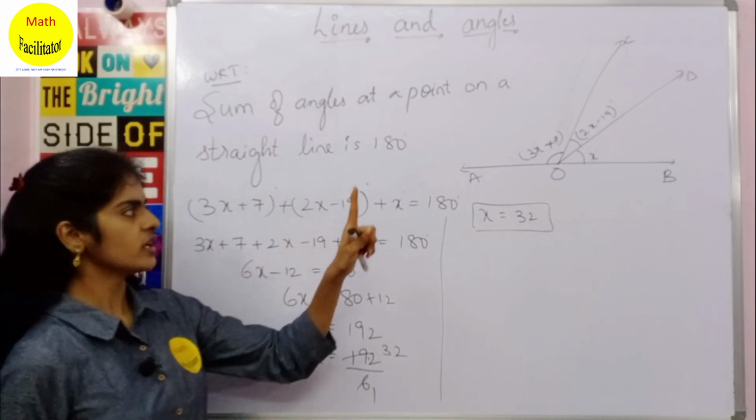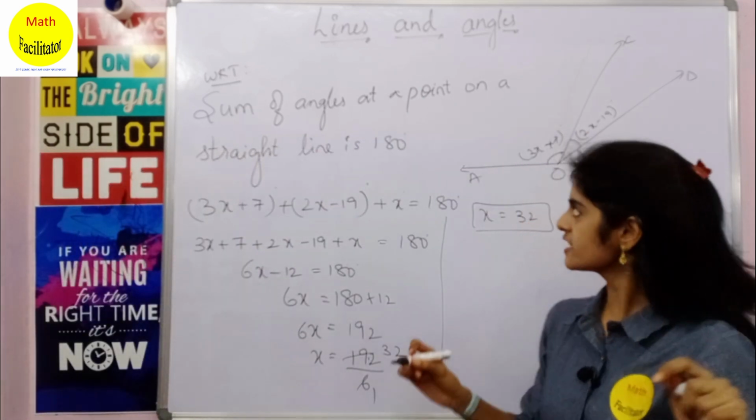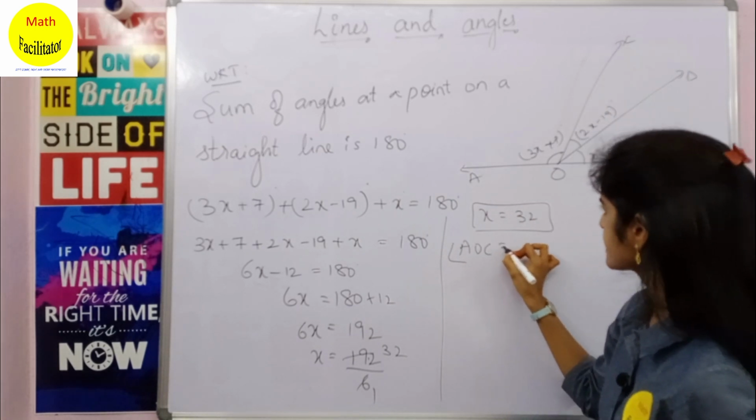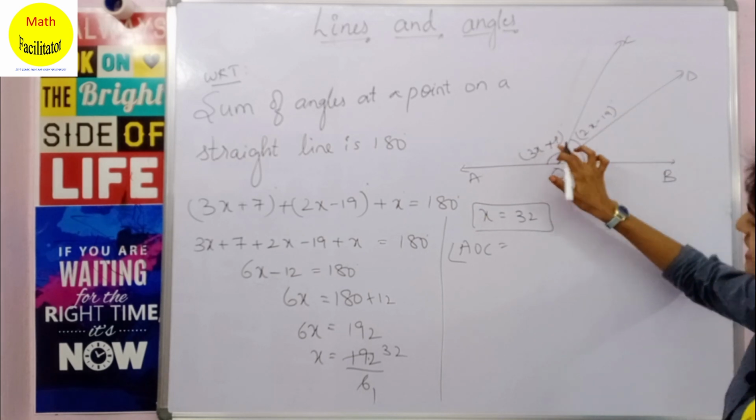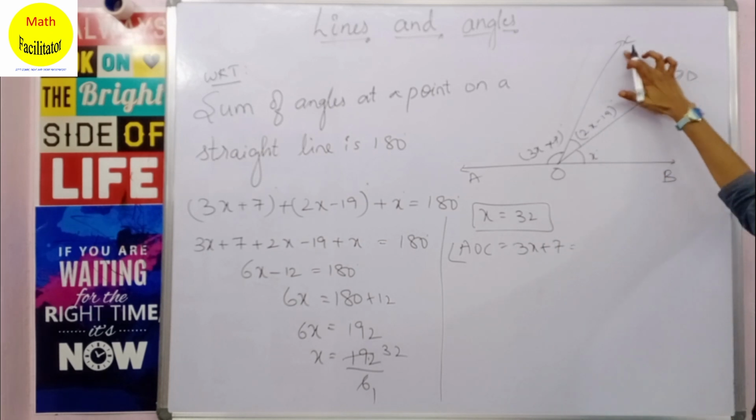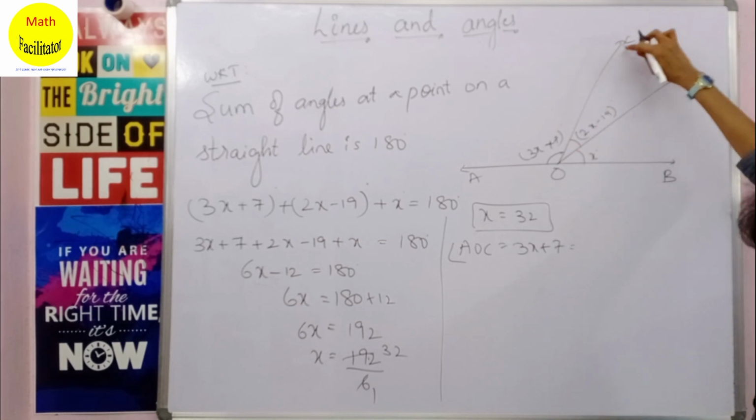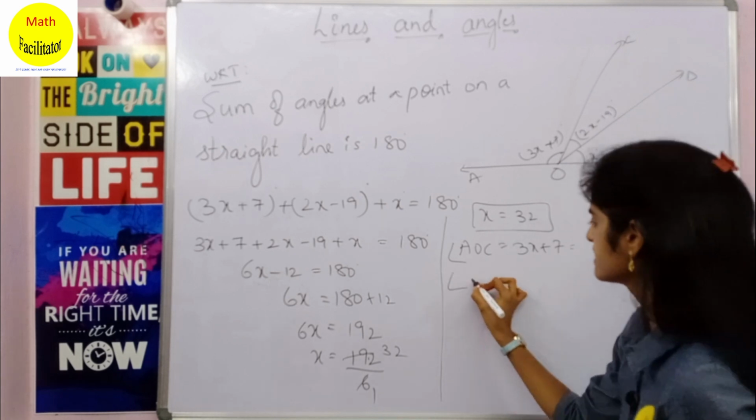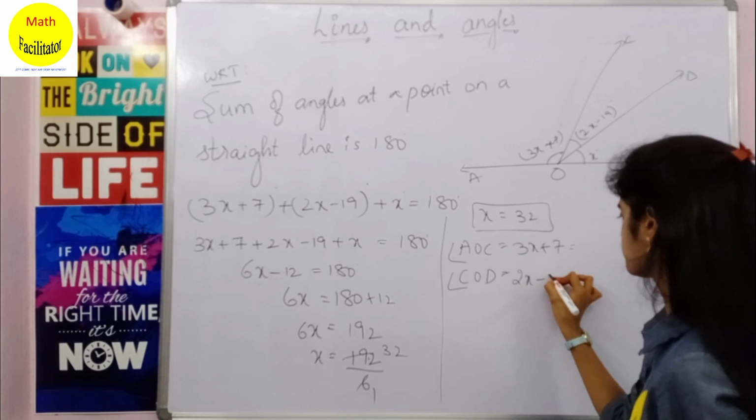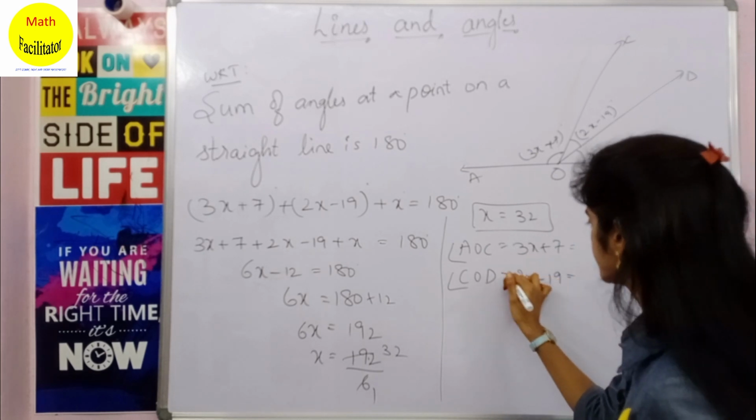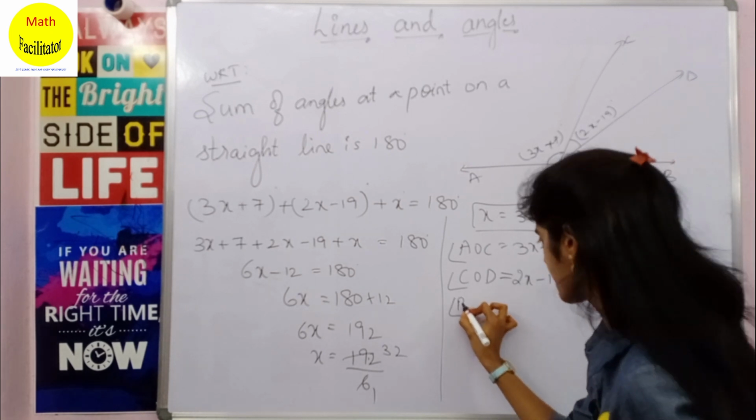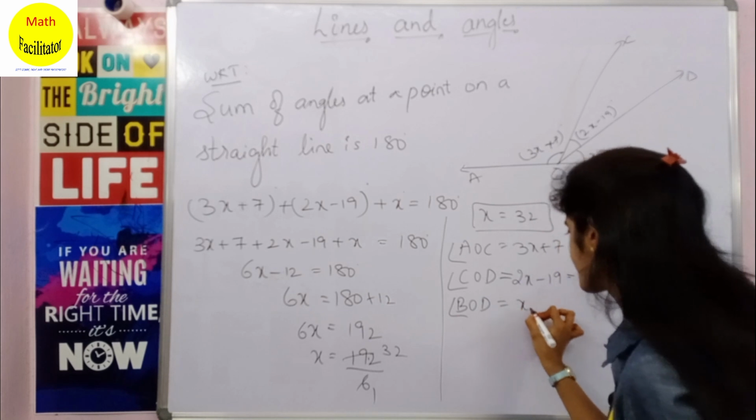Now you want the angles also. So this is angle AOC. Angle AOC is nothing but how much? AOC is 3x plus 7. Now the next angle, COD. Angle COD is what? It is 2x minus 19. Clear? Now the next angle is angle BOD. Angle BOD is nothing but x.